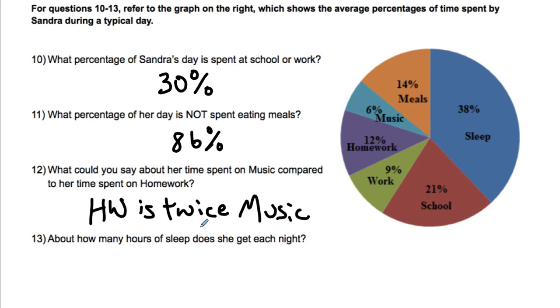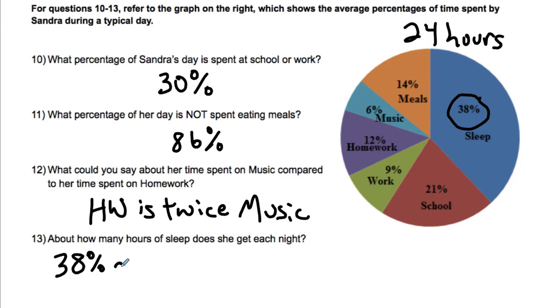And then last, about how many hours of sleep does she get each night? All right, well, here's my sleep, 38%. And, well, let's see, I need to know how many hours. Well, 100% of the day, that's 24-hour day, right? There's 24 hours. So that's the whole thing. And she's sleeping 38% of those 24 hours. So I need 38% of 24.